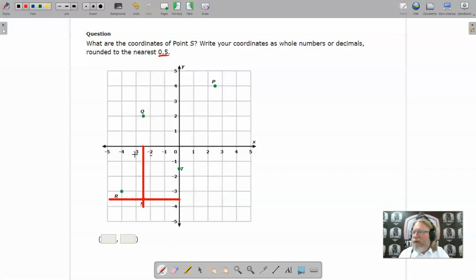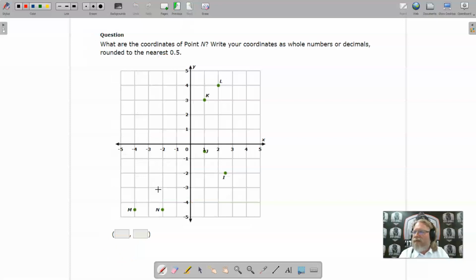Well, here's negative 2, and here's negative 3, so this must be a negative 2.5. So we'll put negative 2.5. And then for our y value, well, we have negative 3, and we have negative 4, so right in between must be negative 3.5. So we'll put in negative 3.5. So the coordinates for point S are x has a value of negative 2.5, and the y value is negative 3.5. Remember, x first, y second. Two numbers separated by a comma contained inside of parentheses.